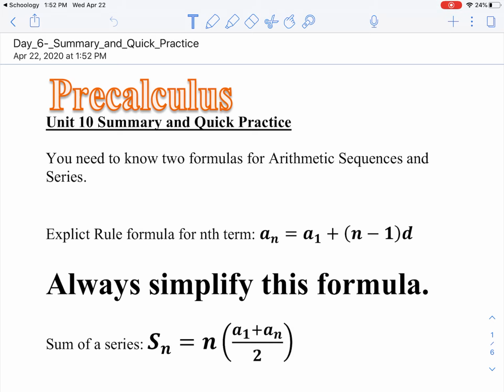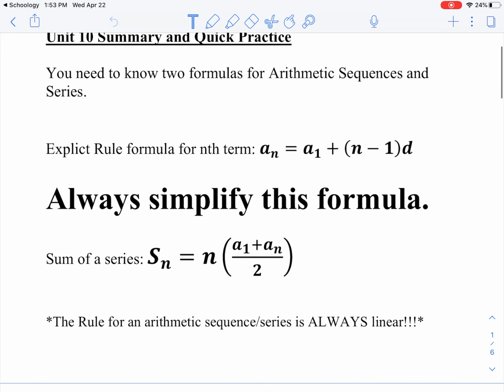Hey everybody, so today you're going to be reviewing for your Chapter 10 test. What I'm going to do with you really quickly is a Unit 10 summary and quick practice just to try to pull everything together. So you need to know two formulas for arithmetic sequences and series.